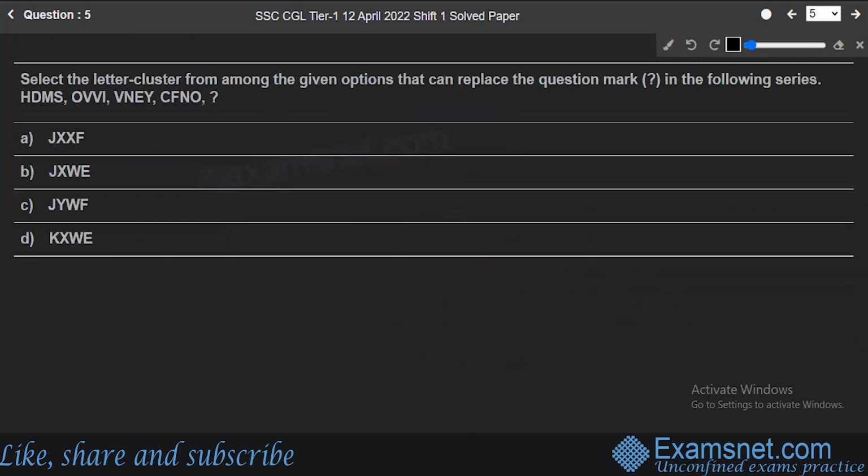You have to select the letter cluster from among the given options that can replace the question mark in the given series. So, you are given a set of alphabets and you have to find out what letter cluster will come next in the place of the question mark. These types of questions are very common in your SSC exam. So do remember this alphabetical place value table.